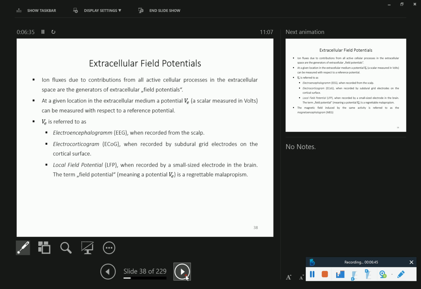So these kind of extracellular activities are called field potentials, and specifically local field potentials, if you put an electrode into the brain outside of the neurons and look at what kind of electrical activity you pick up for this electrode with respect to a reference electrode, of course, and you look at the potential evolution. So that's what is called local field potentials.